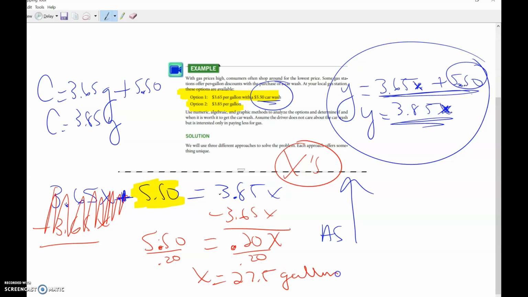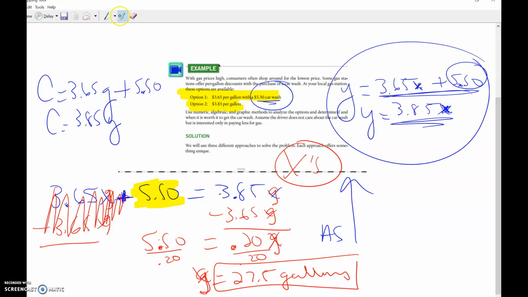gallons. And that's where, if you use G, it might be easier to keep track that it stands for gallons. If this was a G and a G and a G, and G and G, then at the end I'd be like, oh, that's gallons, right? But if you do x, just keep track of it. So what does that mean? That's my break-even point.